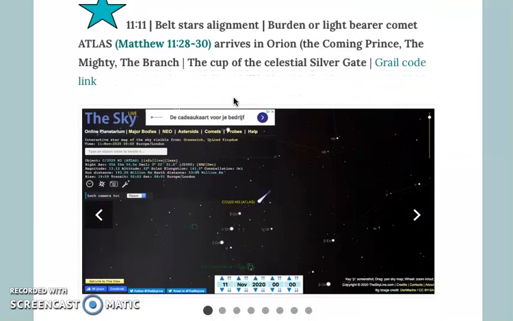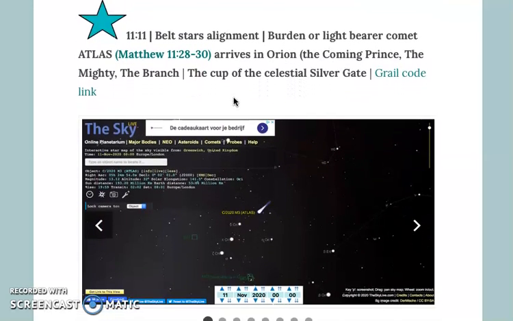So if we look at the heavens on November 11th, we will find the belt stars aligning with Comet Atlas, the burden bearer. The burden bearer is also the light bearer because the Lord says that his burden is light. So the burden or light bearer comet, Comet Atlas, we find a reference to the burden bearer in Matthew 11. It arrives in Orion, and Orion is the constellation of the coming prince, the mighty, or the branch, who has overcome the lion. He has a slain lion in his left hand.